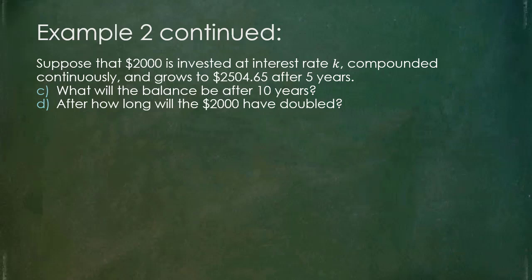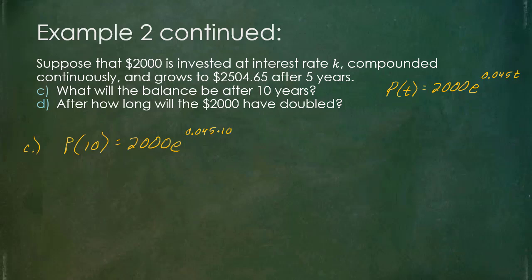So the next two parts will basically just be some applications of what we just got. So once again, that equation we had, just so we have it on this screen, was P of t equal to 2,000 e to the k that we solved for, 0.045 t. So what will the balance be after 10 years? So for part C, it's really just evaluate what is P of 10. And so if I were to go through and compute that out, it's going to be whatever 2,000 times e to the 0.045 times 10 would turn into.